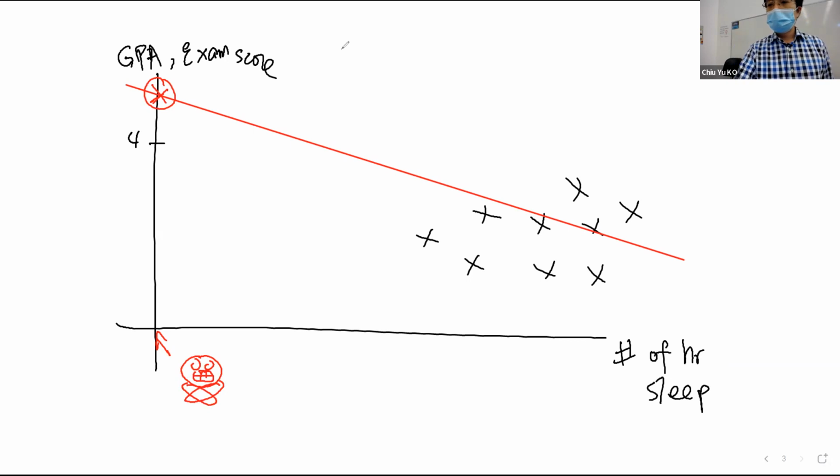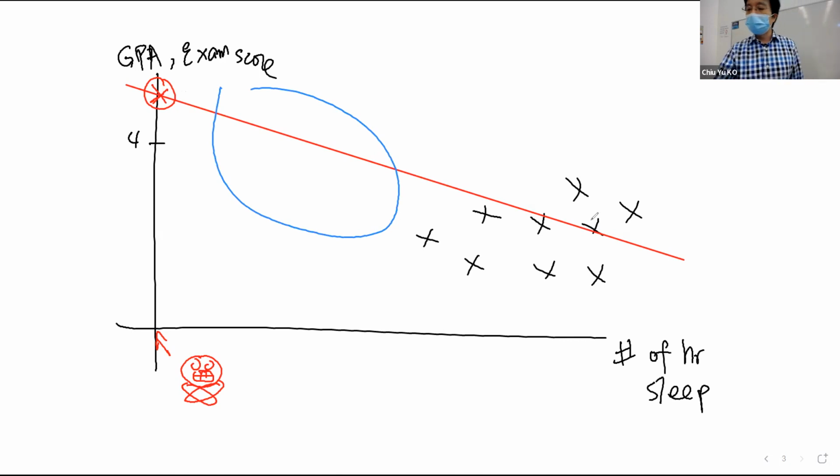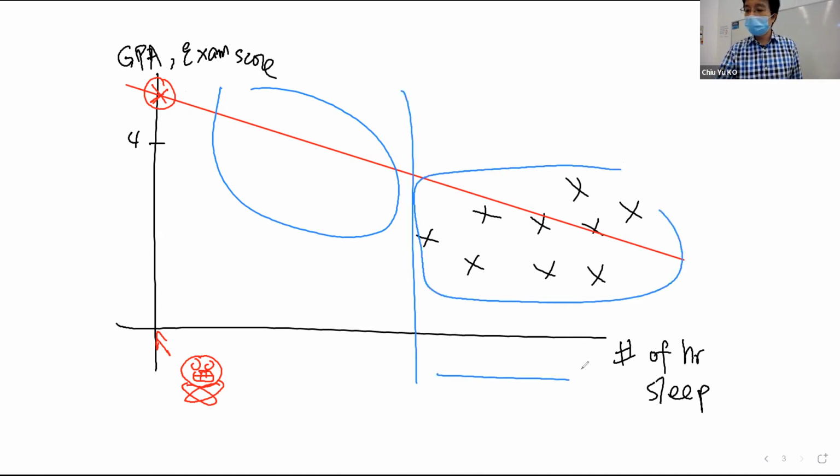Third, there's no data here. So if you extrapolate the line too far, it will not be very useful. The only meaningful region is this area. As long as the data is within this region, that is the only meaningful part. So the interpretation of A, to be careful, is only meaningful if there's data around there.